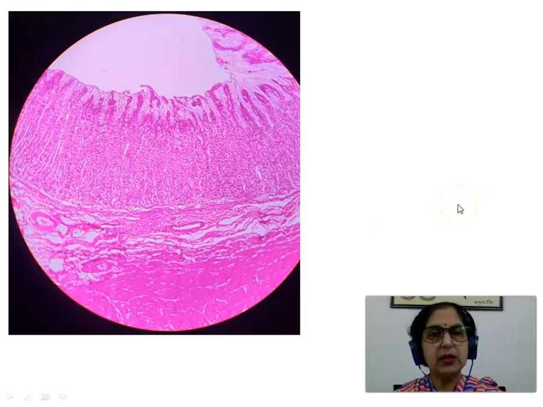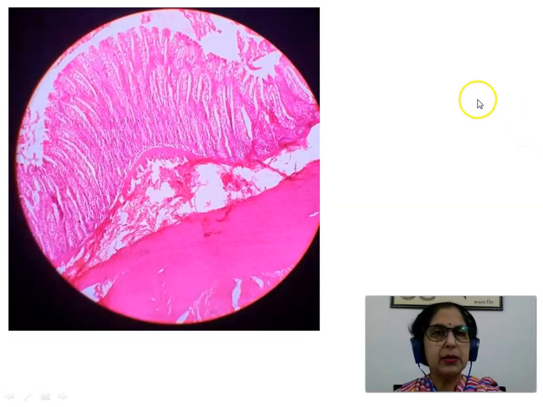Now we see here a low power view of a slide of fundus part of the stomach. Here we see the mucosa, the lining epithelium, the gastric pits, and these are the gastric glands. One-third is the pit and two-thirds is the gastric gland. We also appreciate the muscularis mucosae, the dense connective tissue that is the submucosa, and the smooth muscle fibers, that's the muscularis externa.